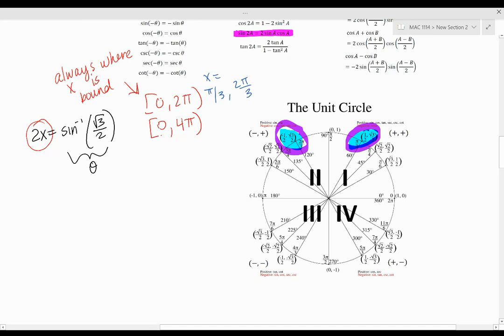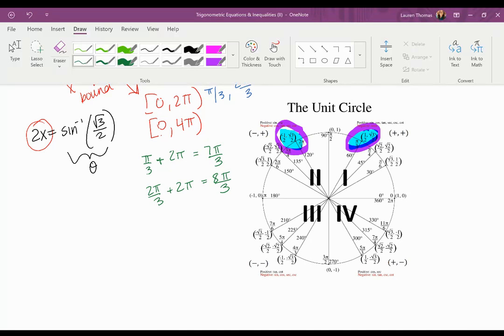So for the other two, the ones that are down here, we take pi over 3, our first answer, and we add 2 pi to it. That's going to give us 7 pi over 3. And we take the second answer we had, 2 pi over 3, and add 2 pi to it, and that's going to give us 8 pi over 3. So in total, there are 4 answers that we get when we travel around the unit circle twice, which gives us our interval from 0 to 4 pi. Okay, so follow me because we're not done yet.